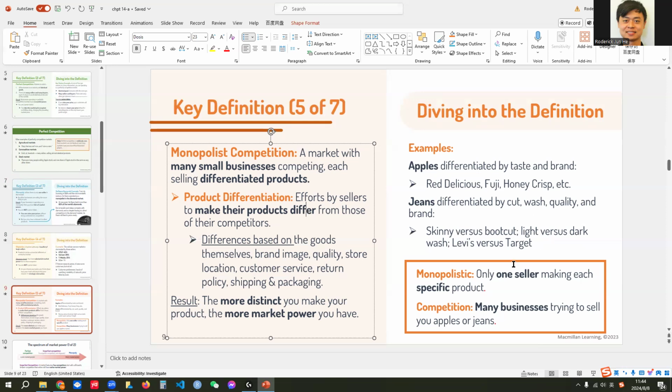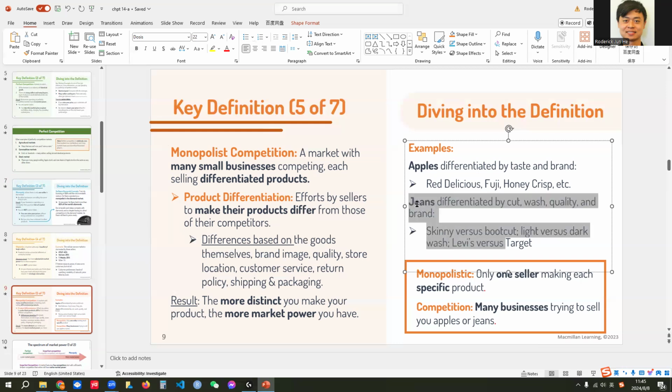So monopolistic means only one seller making each specific product, and competition meaning there are many businesses trying to sell. Okay, and here the example is Apple, jeans. There are different designs of jeans. There are different brands of jeans, right? Levi's is a famous one, for instance, right?